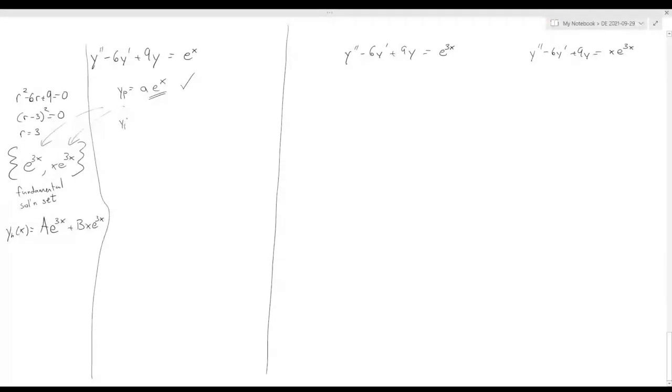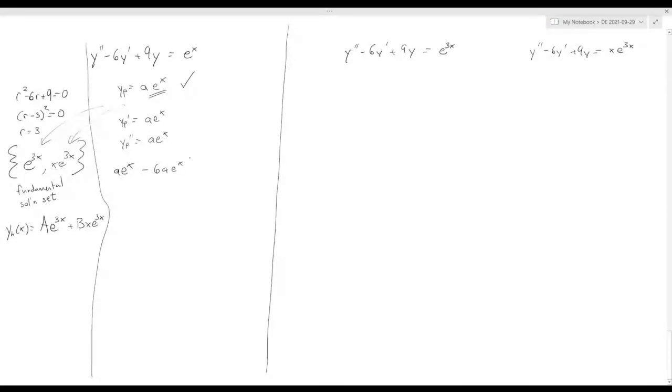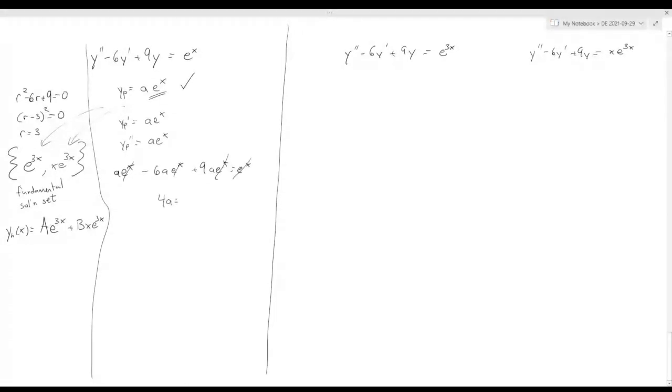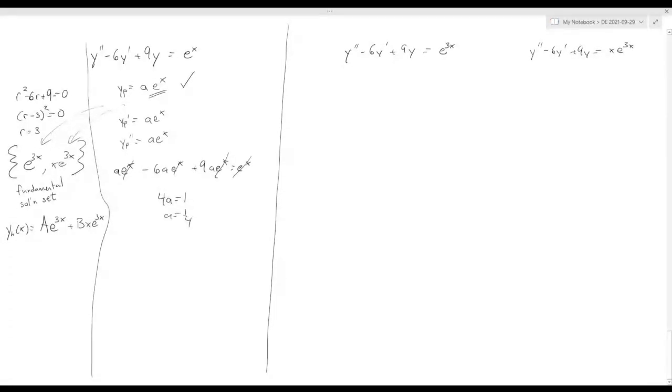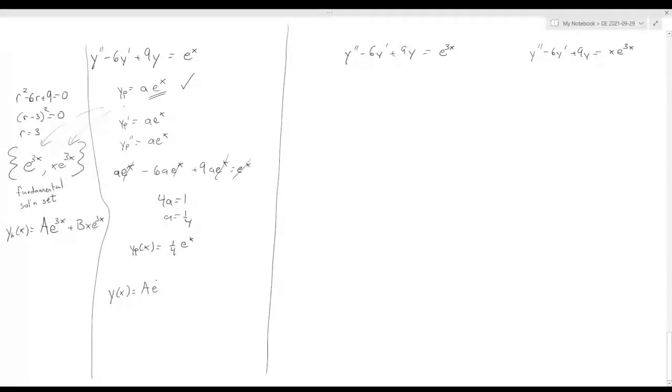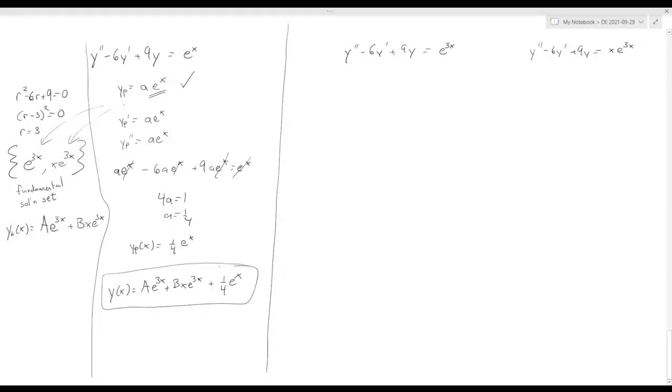Then we differentiate a couple times and plug it in: y double prime minus 6 times y prime plus 9 times y. So we get 4a is 1, so a must be 1/4. So our most general solution here is the homogeneous part plus this particular part, which is independent from everything in the fundamental solution set.